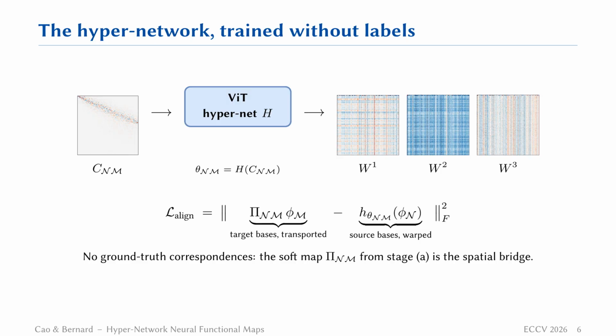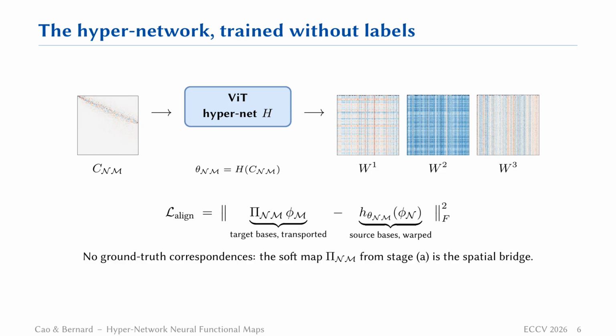The hypernetwork itself is a vision transformer. The trick is to treat the k by k functional map as a single channel image and to have the transformer output 3 channels, one for each linear layer of the neural functional map. Self-attention matters here because the structure that reveals how the shapes are distorted is global. Partiality, for example, leaves a characteristic slanted diagonal across the whole matrix.